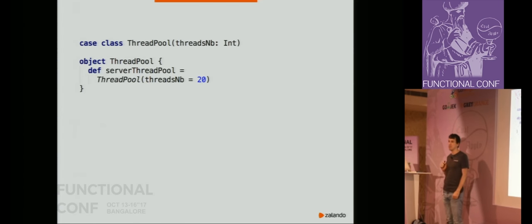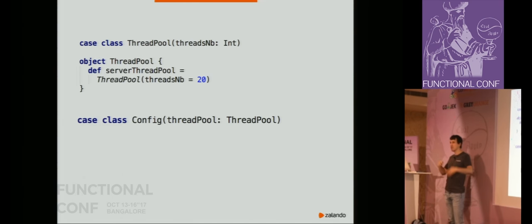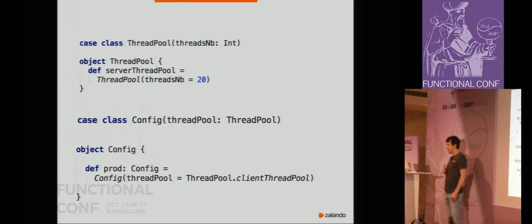Well, let's take an example. This is a piece of configuration where you can describe how many threads you need in your thread pool. And this is the configuration that's going to hold this piece of information and maybe a lot more, like some URLs for your external services and so on. And you can have one version of this application configuration for production, one for staging, one for development. You can describe all of this in your code.